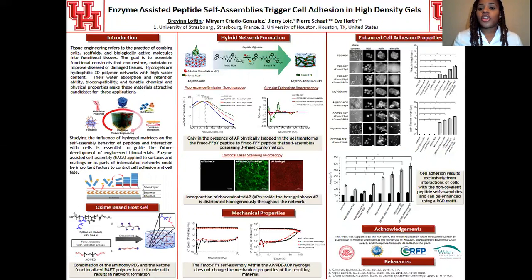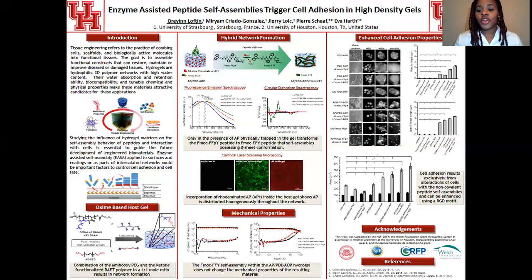And for the cellular adhesion properties of the network, we first examine the host gel, where we see little to no cellular activity. And then once the cells are introduced into the hybrid network, we begin to see cellular adhesion behavior and cellular activity. So this means that the cellular activity is promoted by the assembly of these peptides.